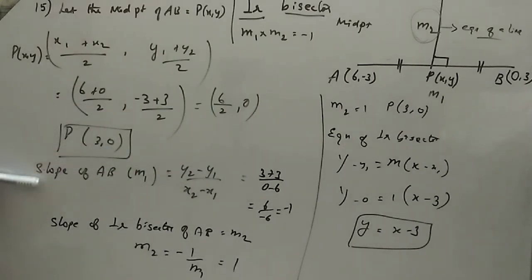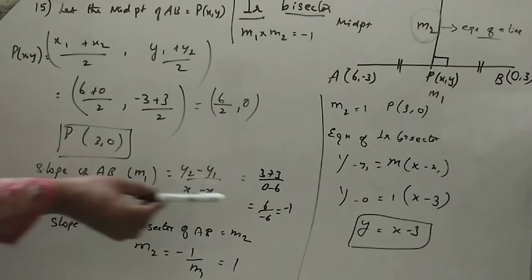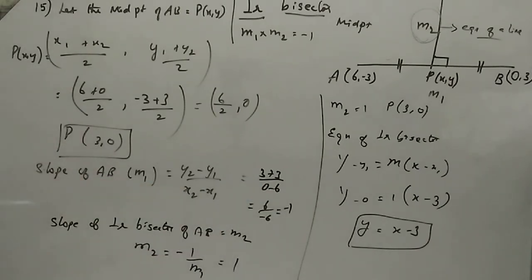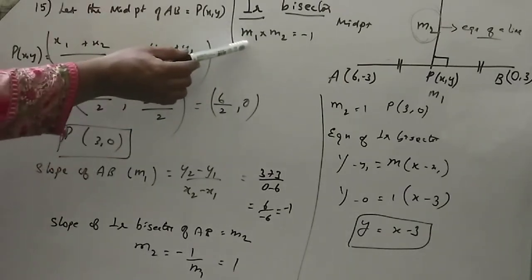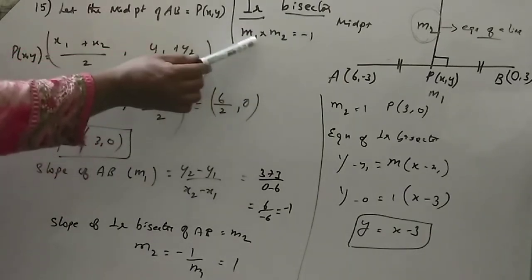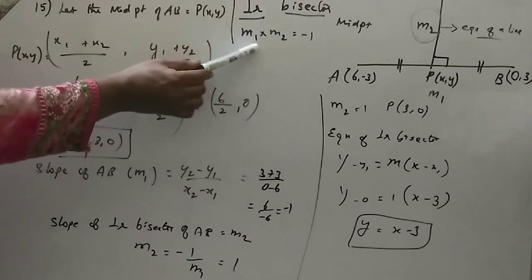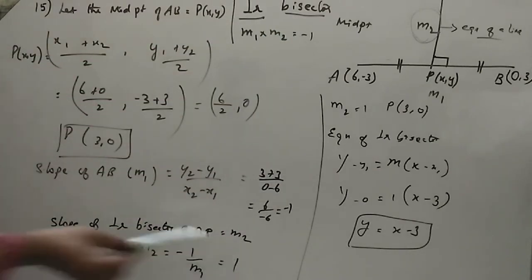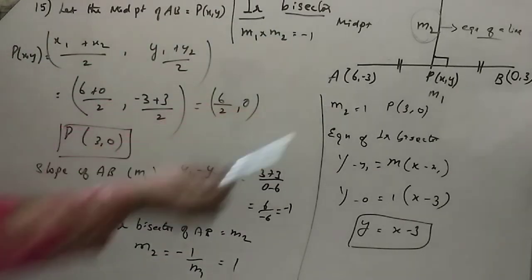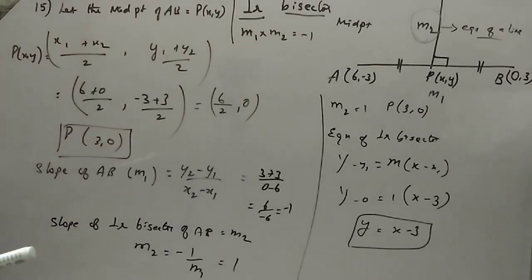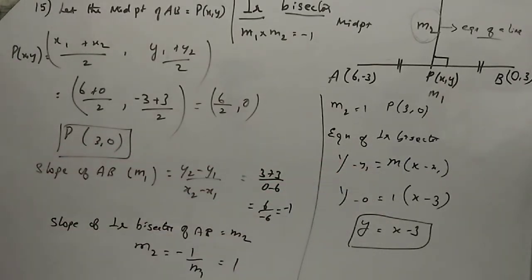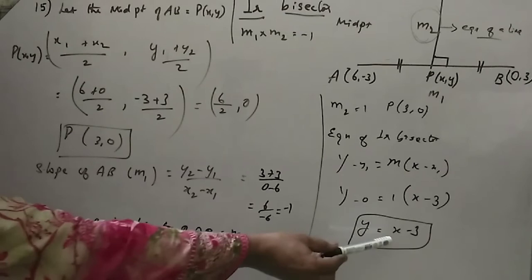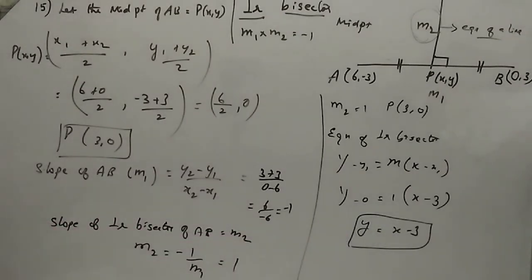Next you have to find slope of AB. That is minus 1, M1 you got. Then we should get M2. Apply the condition. M1 into M2 is equal to minus 1. Therefore, M2 is equal to minus 1 upon M1. That is 1. Now you know point and the slope. So, what is the equation? Y minus y1 is equal to m into x minus x1. And you will get the equation y is equal to x minus 3. Clear?